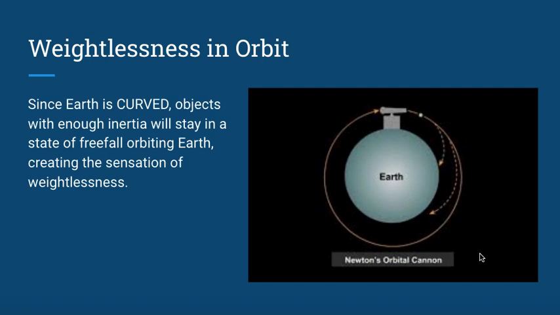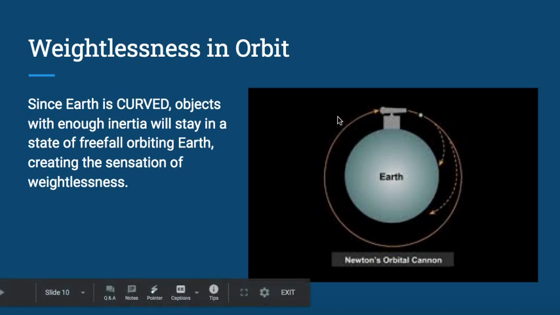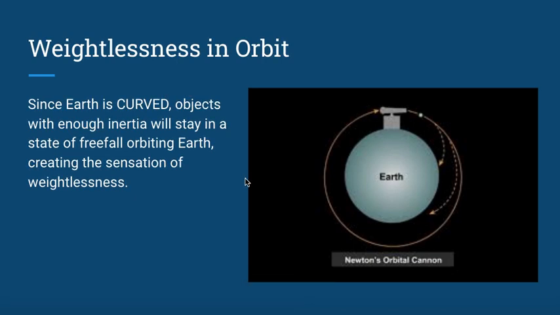Newton's orbital cannon shows here that if something is orbiting, it's technically free falling, but because Earth is curved, it falls in that orbit. Therefore, it creates and continues that sensation of weightlessness the entire time. That wraps up our reading and brings us to our reinforcement for today.